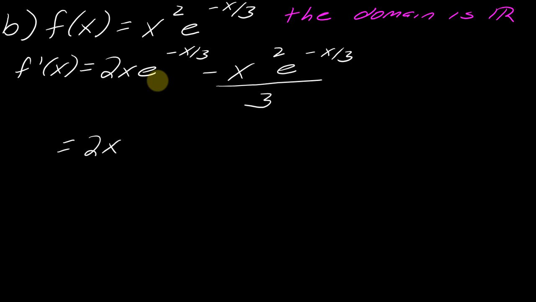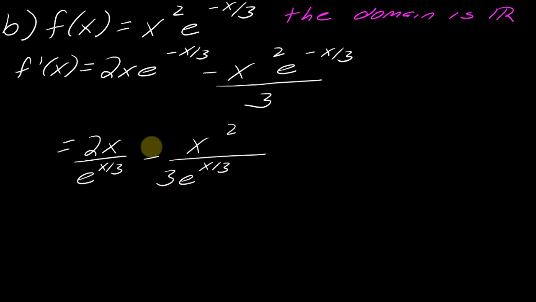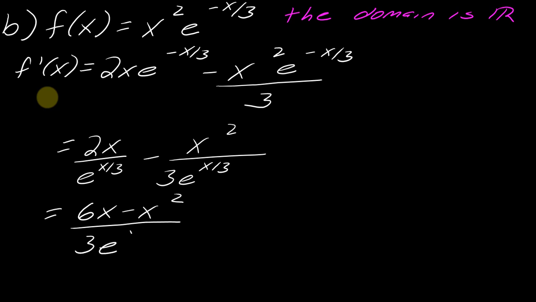So if I try to actually make this look nicer, I can rewrite this without any negative exponents if I wanted to. I could also factor out the e to the x over 3, but I'm going to write it like this. And then from here, it's not going to be that much work for me to get a common denominator, and it will make my life a lot easier. So I'm just going to multiply this fraction by 3 over 3. So ultimately I get 6x minus x squared over 3 e to the x over 3. And so now this actually makes my life a lot easier.